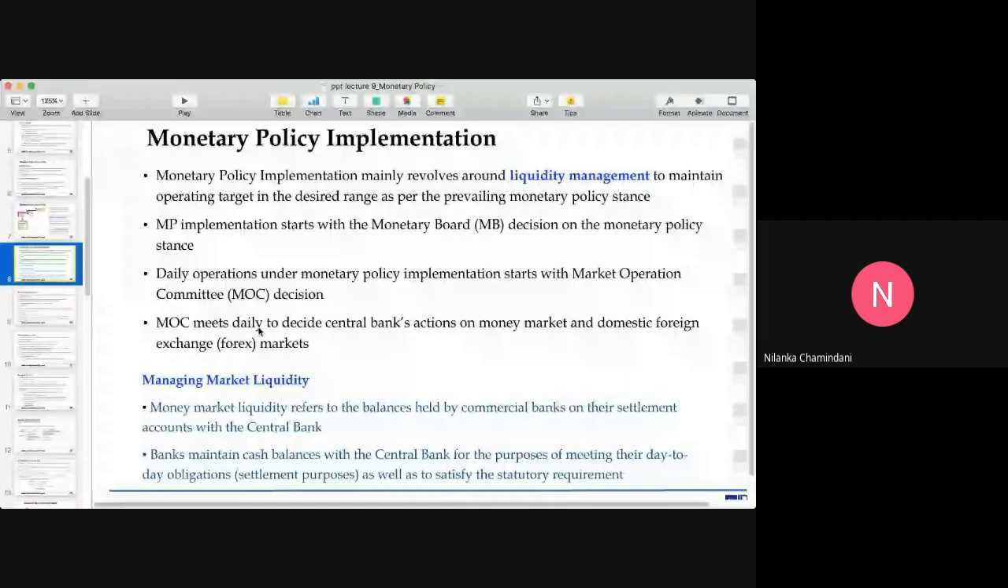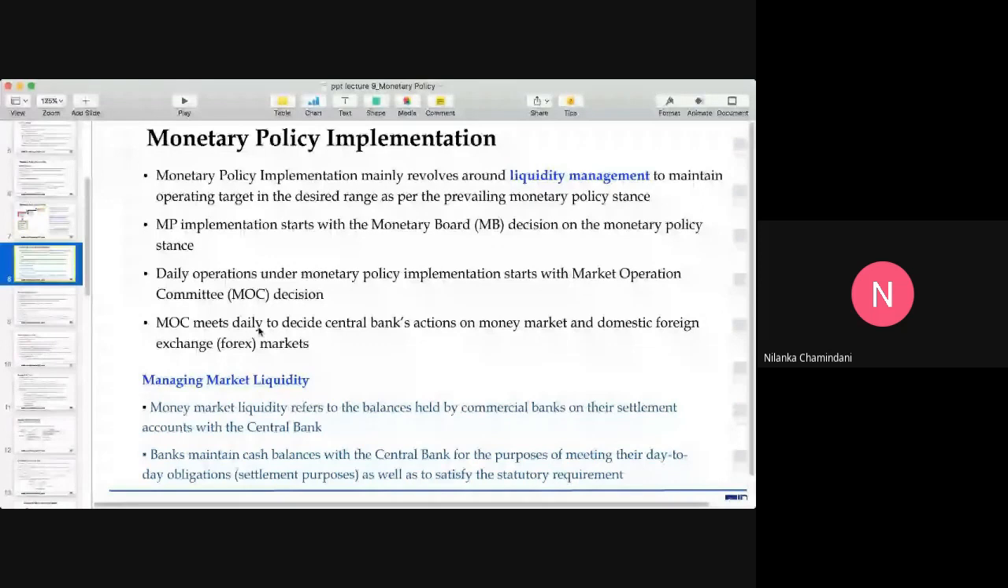So now we can see that in the implementation process, basically the responsibility is to manage the level of liquidity in the market. Okay, so how can the central bank manage the market liquidity? What is market liquidity? Here I have mentioned that it is basically the balances held by commercial banks on their settlement accounts with the central bank. So the role of the commercial banks is really, really important in the implementation process of monetary policy, because they are directly involved in all the activities, and also in the money market they have a role to play, because the central bank is dealing with the commercial banks. Okay, that's how it is happening.